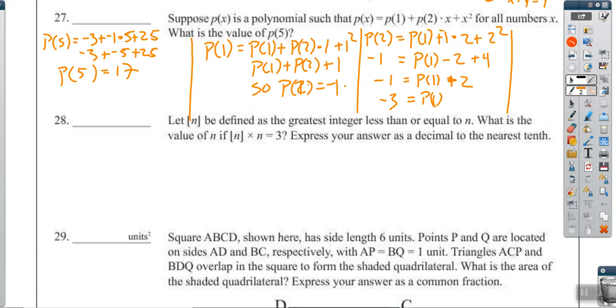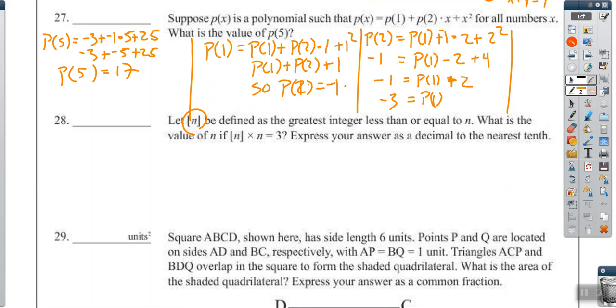All right, 28 actually wasn't too bad either. So here we go. We know that this little symbol is going to be defined as the greatest integer less than, and that's important, less than or equal to n. What is the value of n if that little symbol times n is 3? Well, we know that that little symbol is going to be pretty close to n, right?